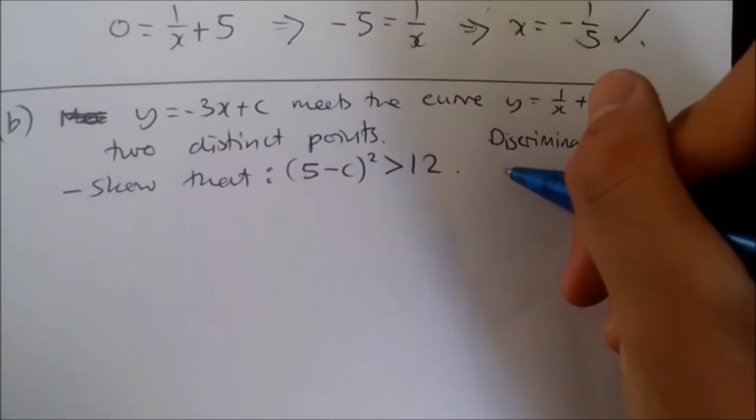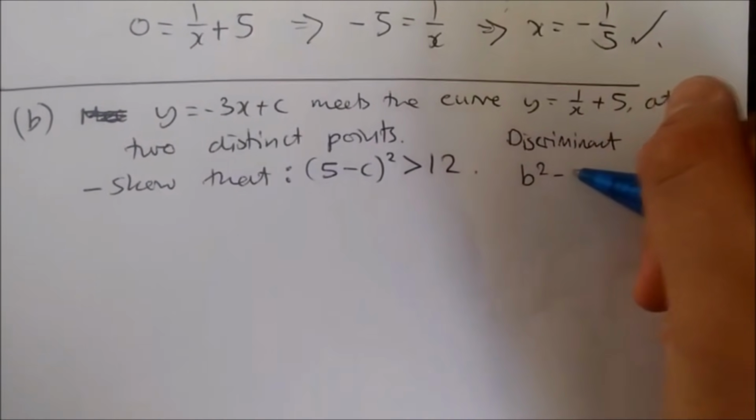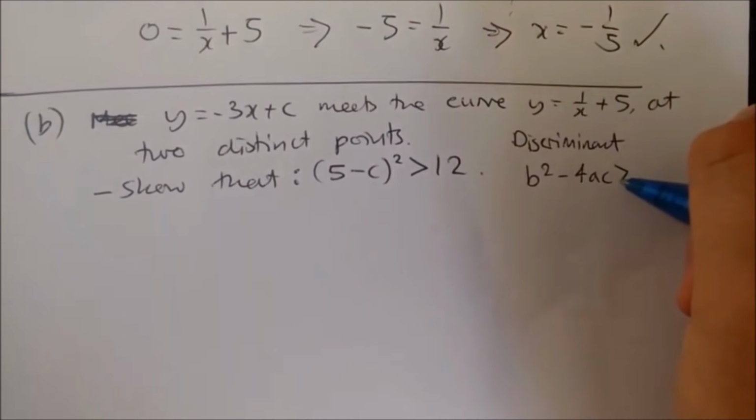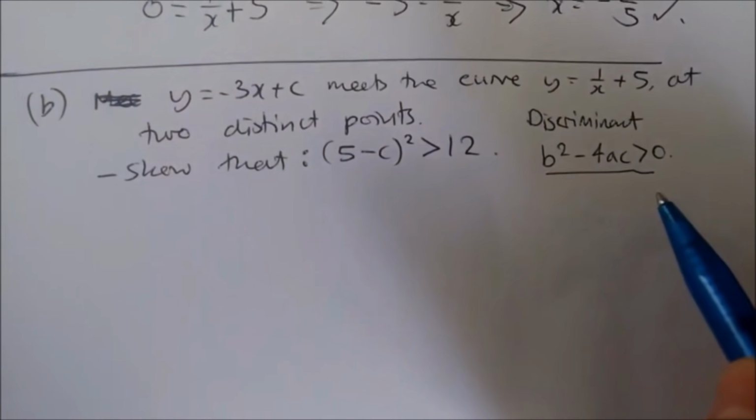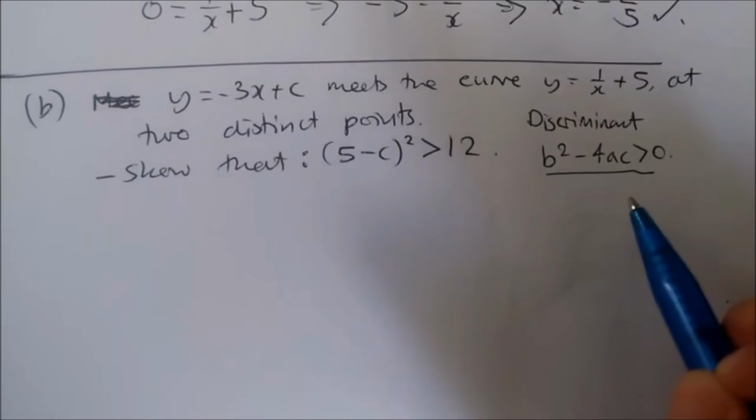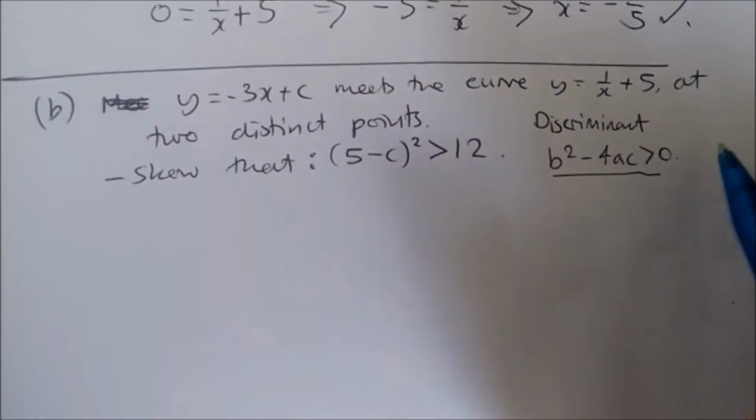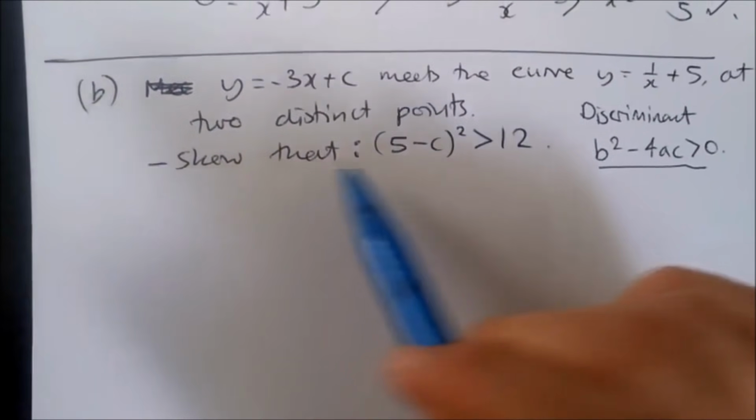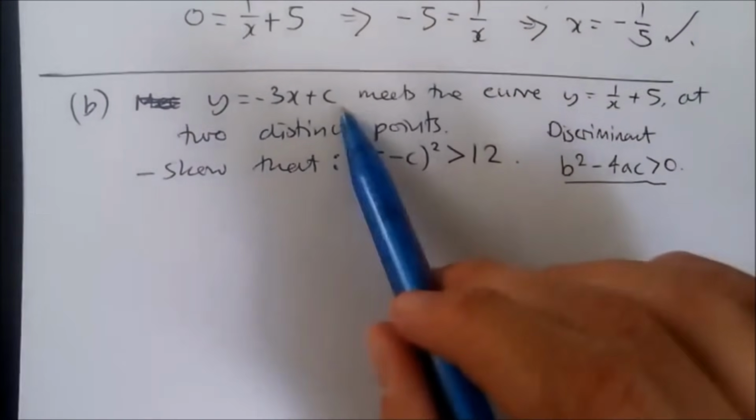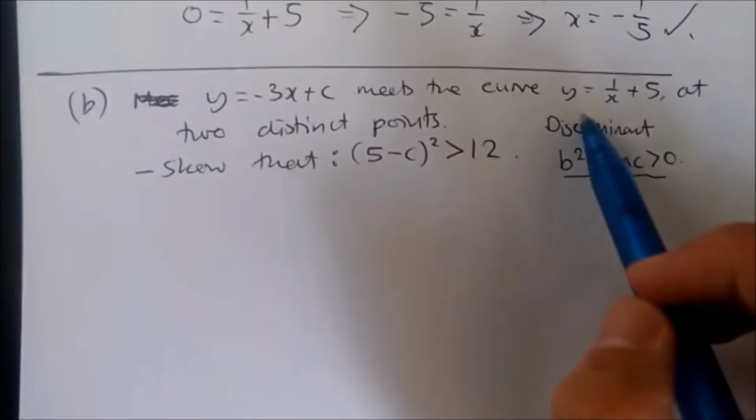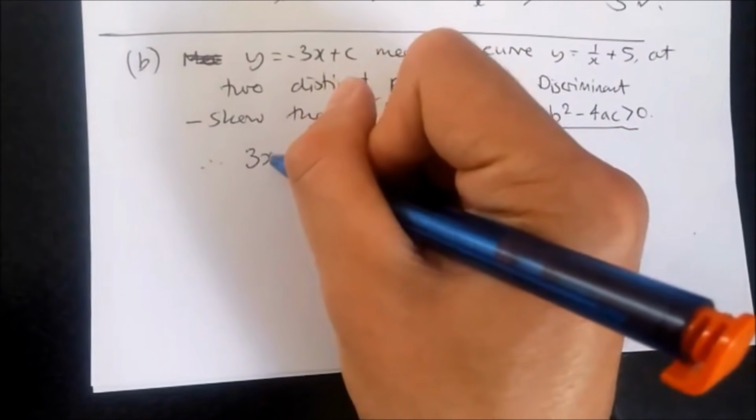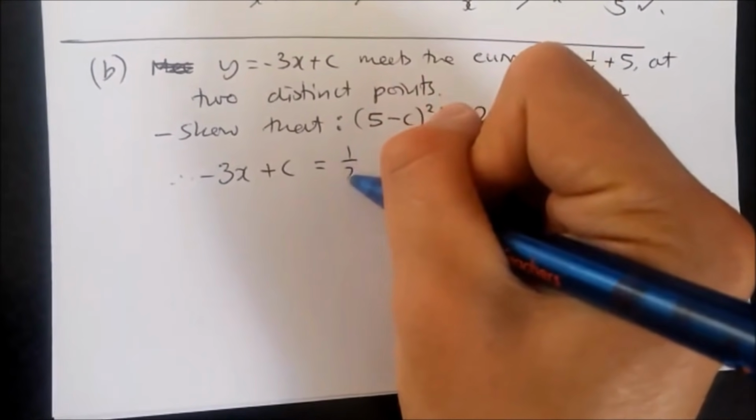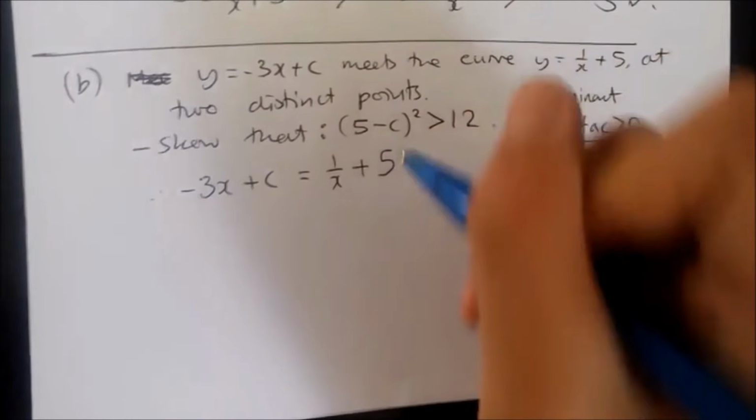This implies that because it's two real roots, we're going to be using b squared minus 4ac, and it has to be greater than 0, because this implies that within the quadratic formula there has to be positive roots. If it's negative, then there's no roots. If it's a single root, 1 point, then it'll be equal to 0. So let's try and produce it. Knowing that these two meet, this means that this equation equals this equation. So we're going to have minus 3x plus c equals 1 over x plus 5.